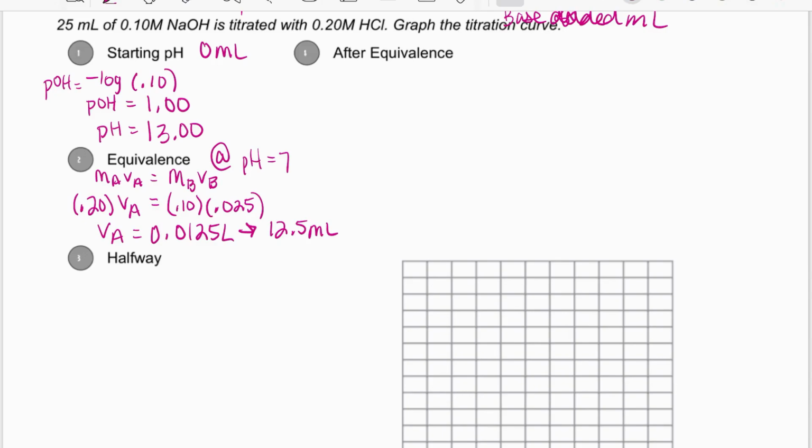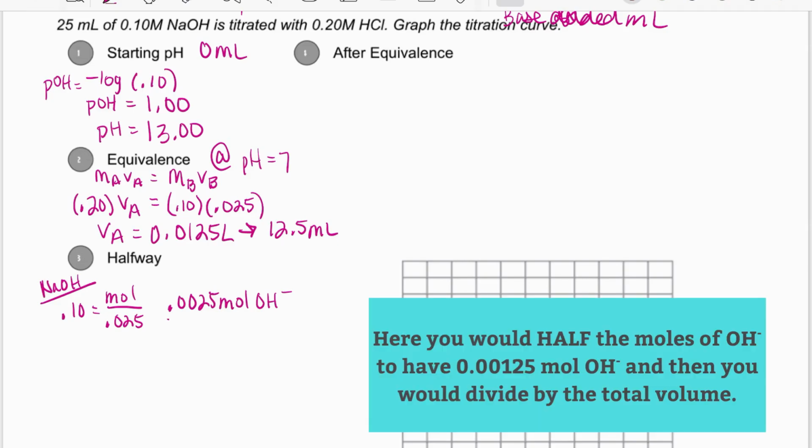For our halfway, I have to figure out how many moles of my base I started with. So I have my NaOH, and I'm going to take its molarity. So 0.10 is equal to moles over volume, 0.025. And I'm going to get that I have 0.0025 moles of hydroxide, OH. Remember to include what ion so that you don't get confused. And then we're going to divide that by the total volume because I added together.